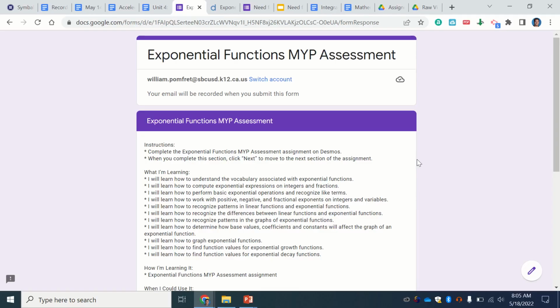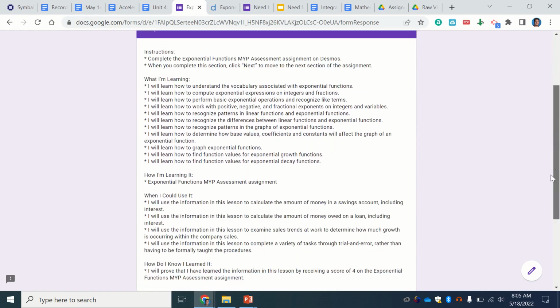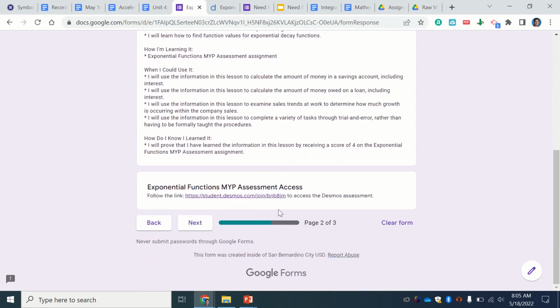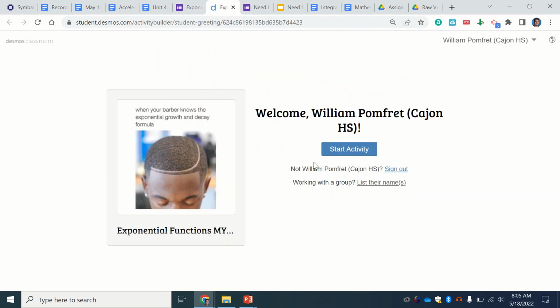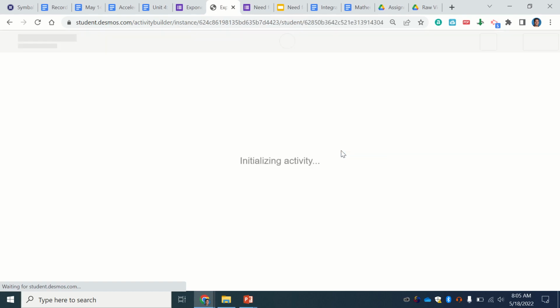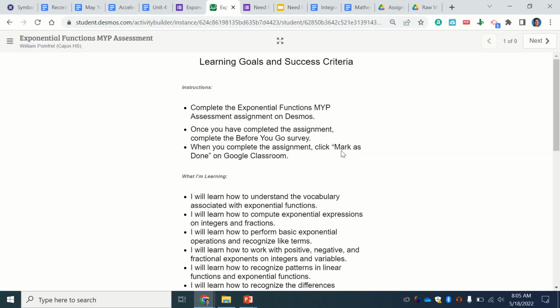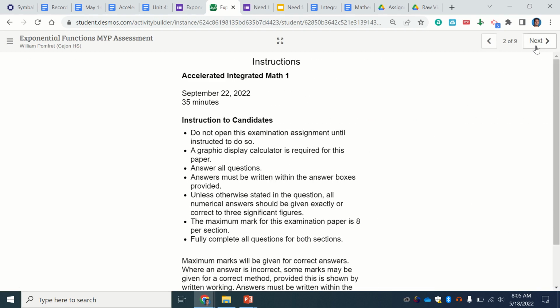Let's take a look now at the Exponential Functions MYP assessment assignment. If you notice, our assignment begins here with our learning goals and success criteria. We'll go ahead and scroll down, and there's a link here to the Desmos activity. We'll go ahead and click on that, and here we see our assignment for today. We're going to go ahead and click start the activity. So we have our learning goals and success criteria here. Go ahead and click next.